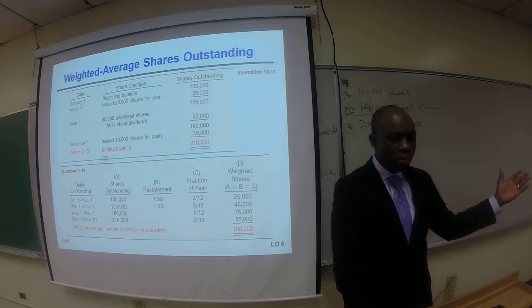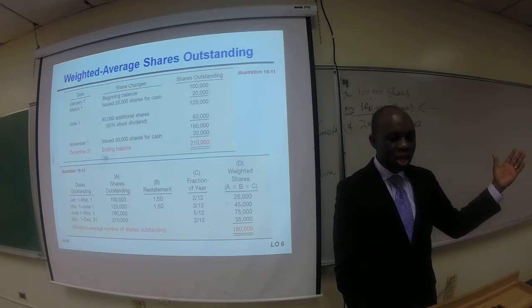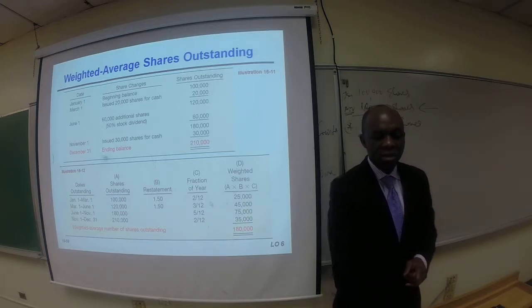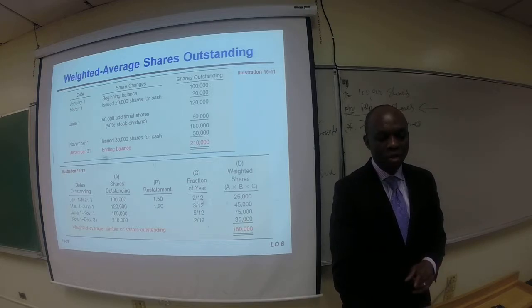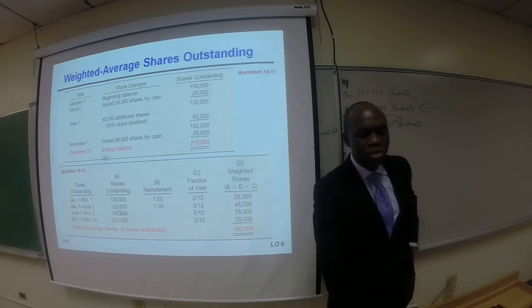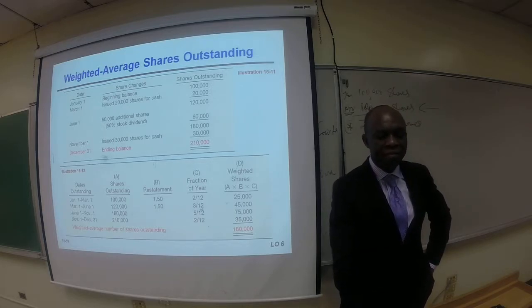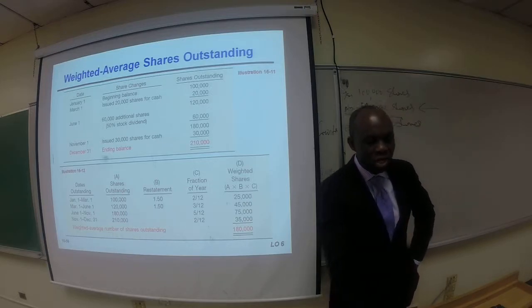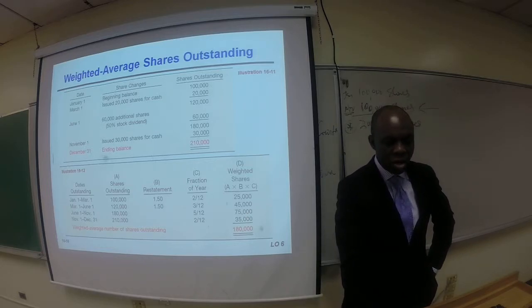So now let's take a look at what happened here. So we go ahead and restate the number of shares from January 1st to March 1st, which is 100,000. Multiply that by 1.5, that is the 50%, and multiply that by 1/12, that will give us 25,000. Now, the number of shares outstanding from March 1st through June 1st also have to be restated. 120,000 multiplied by 1.5 multiplied by 3/12, that will give you 45,000. I don't have to explain the rest. The rest is self-explanatory. So the weighted number of shares outstanding at the end of the year is now 180,000.